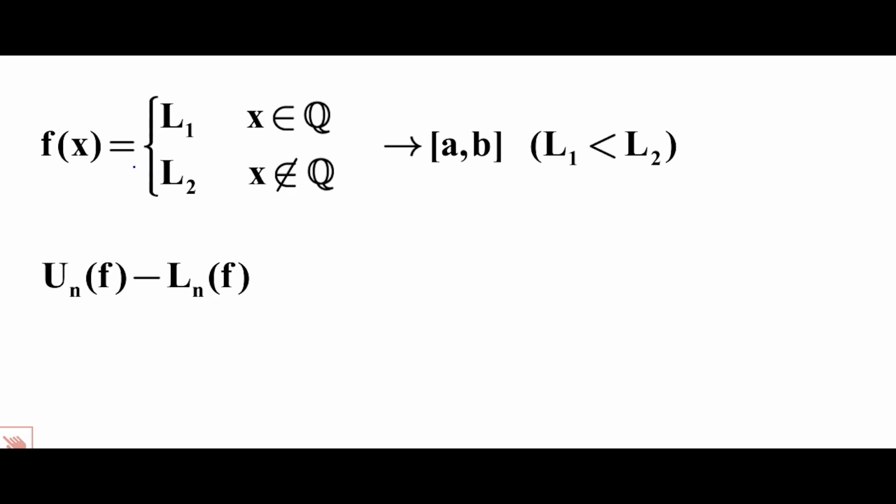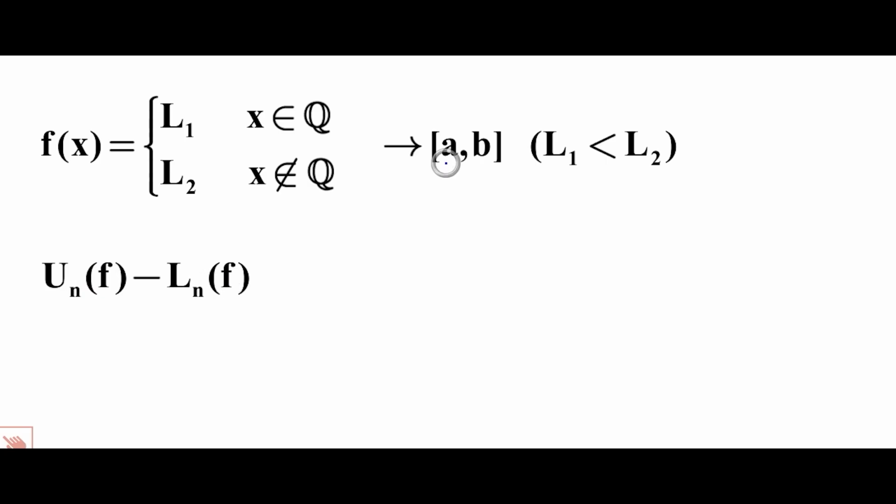Suppose we have a function defined on an interval a to b as follows: f of x equals L1 if x is rational and L2 if x is irrational, and also L1 is less than L2. So we want to find Un of f minus Ln of f. Un of f means the upper sum and Ln of f is the lower sum.